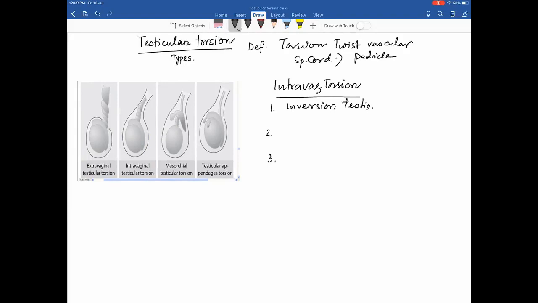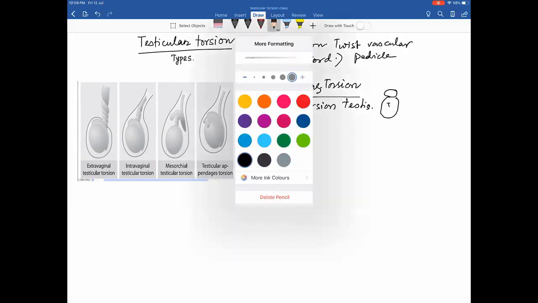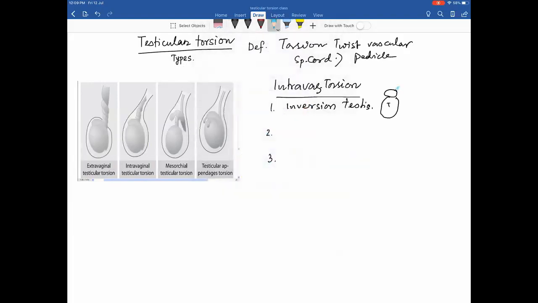Now, normally, as I've said, this is the epididymis, this is the testes, and this thing that I have shaded is the mesorchium. From the mesorchium, you have the spermatic cord which is coming. Please see that this is normal.